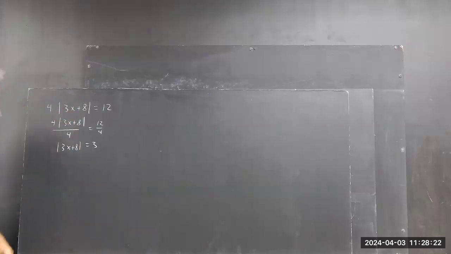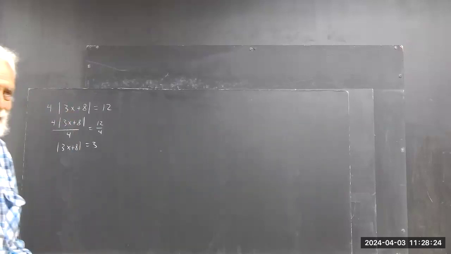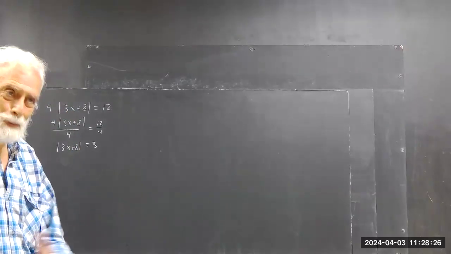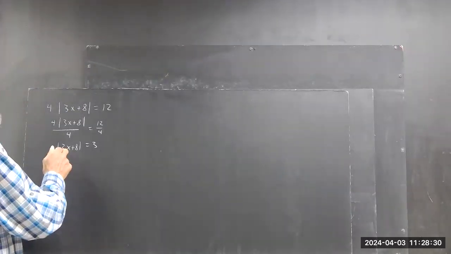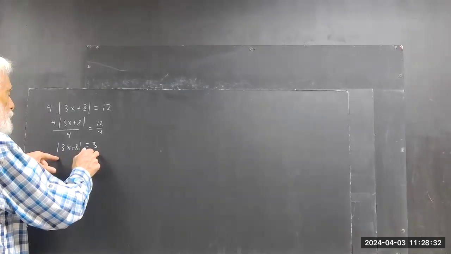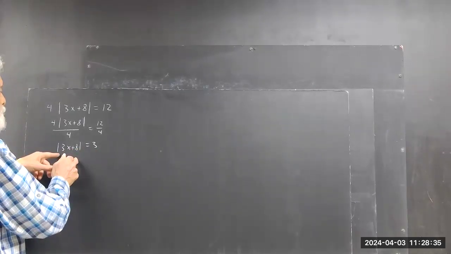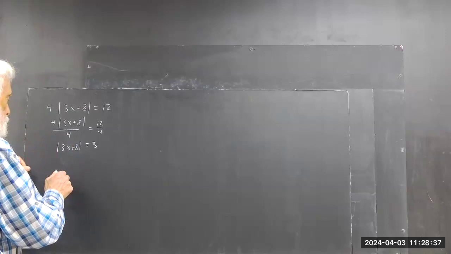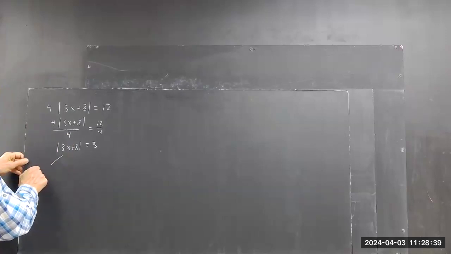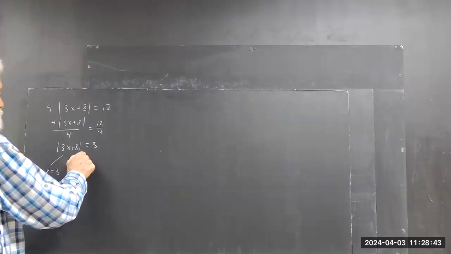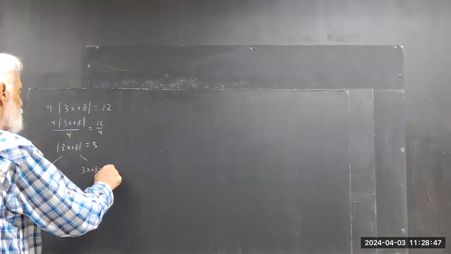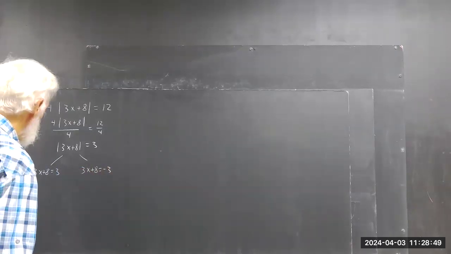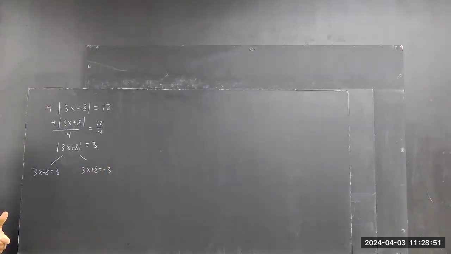Now, the logic of this is very simple, but there's an epidemic of students thinking that all you have to do now is take the absolute value signs away and solve it. No, no, no, please. The absolute value of something equals 3 if that something is 3 or if it's negative 3. So you break this into two equations: 3x plus 8 equals 3, and 3x plus 8 equals negative 3.